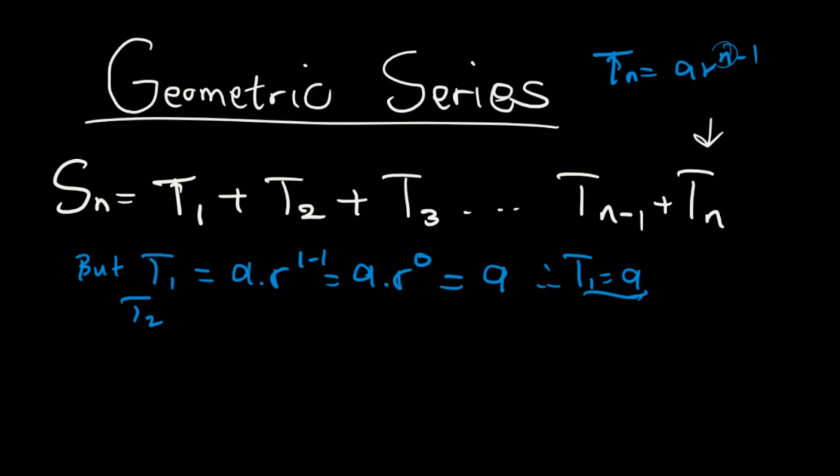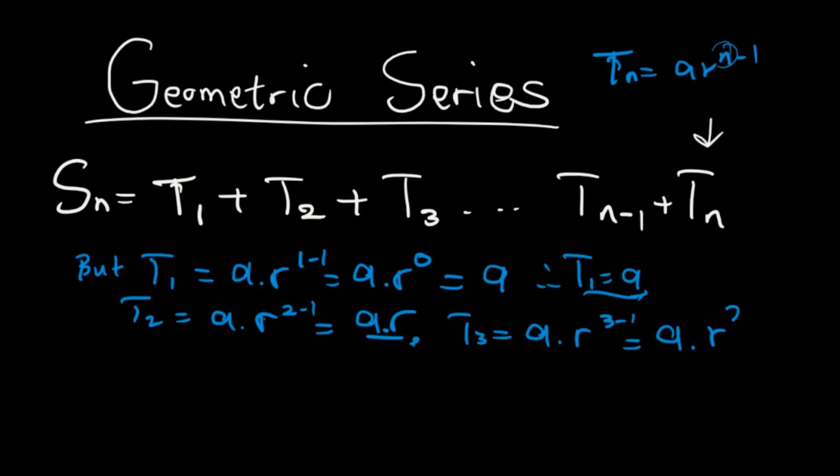And then term number 2 is going to be equal to a multiplied by r to the power of 2 minus 1, which is equal to a multiplied by r, right? And then term number 3 is going to be equal to a multiplied by r to the power of 3 minus 1, which is equal to a multiplied by r to the power of 2.